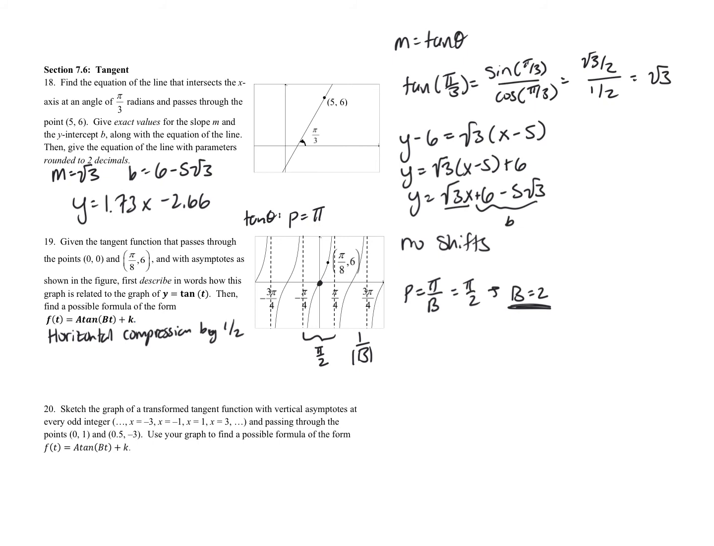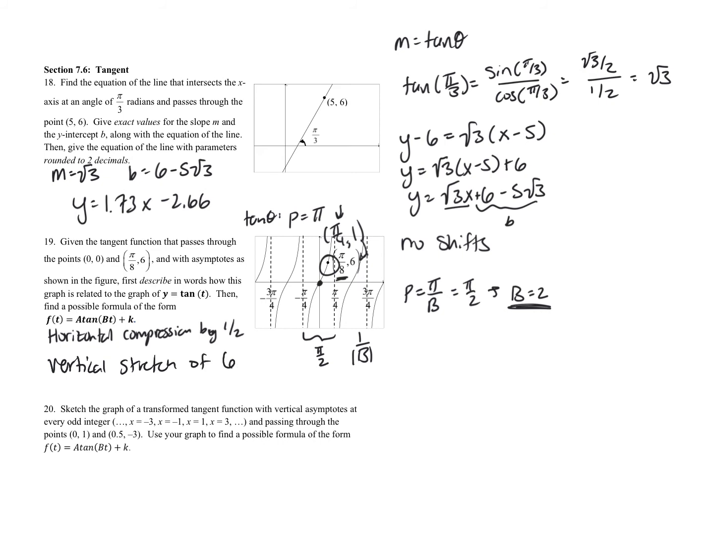Now for the vertical stretch or compression. Remember, typically this point here for tangent functions is pi over 4, 1. Now the pi over 4 is now pi over 8 because of that horizontal compression. The 1 going to the 6 is because of a vertical stretch, so it's stretching by 6. So we have a vertical stretch by a factor of 6.